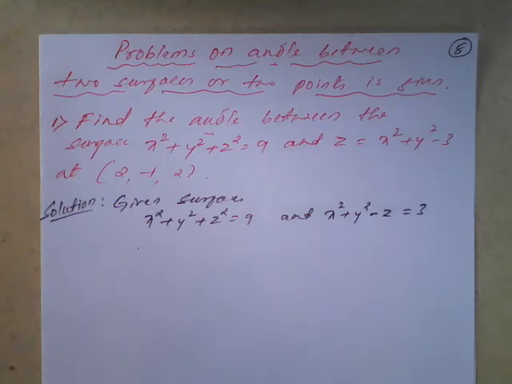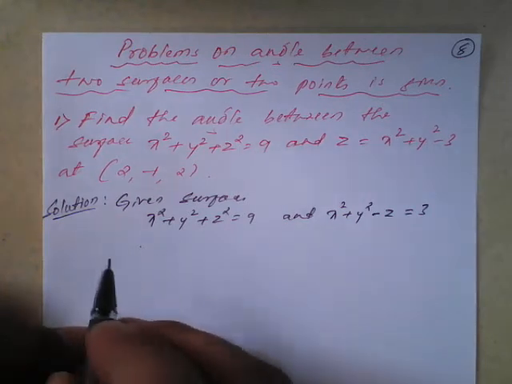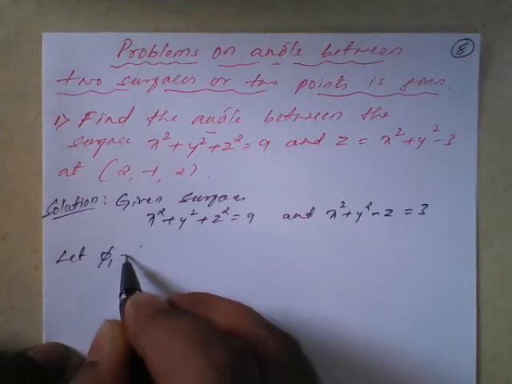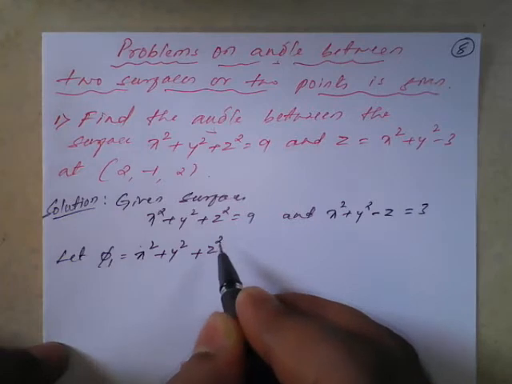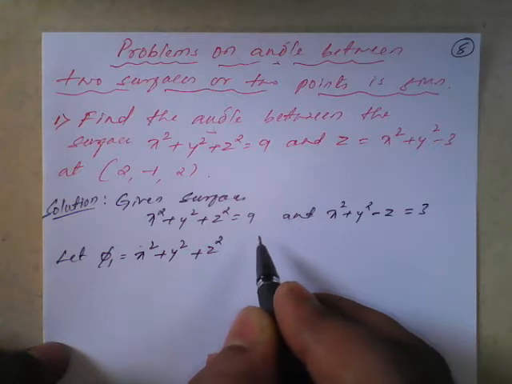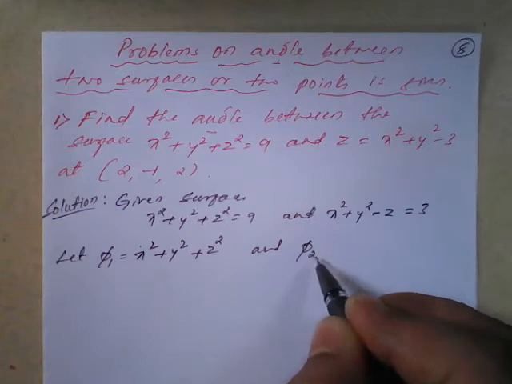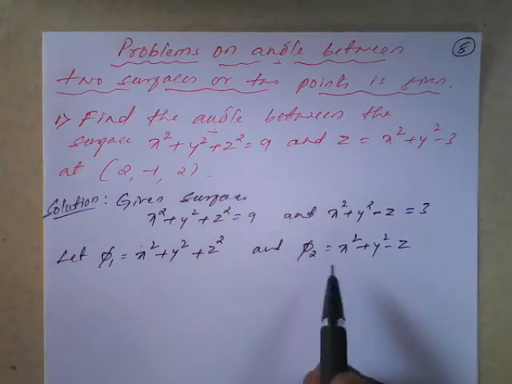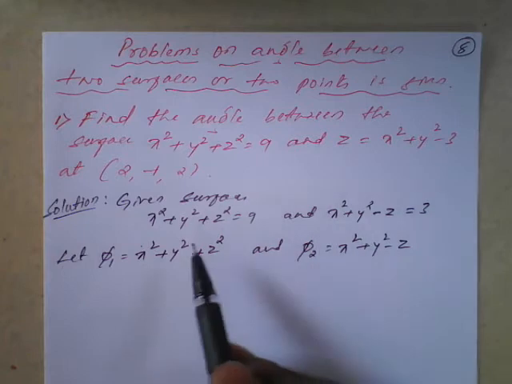So now let phi 1 be equal to x square plus y square plus z square. This 9 will not be considered, because it is a constant, and if you differentiate it, it will vanish. And phi 2 is equal to x square plus y square minus z. Both phi 1 and phi 2 we take as the given two surfaces.